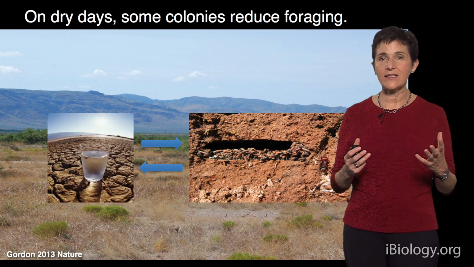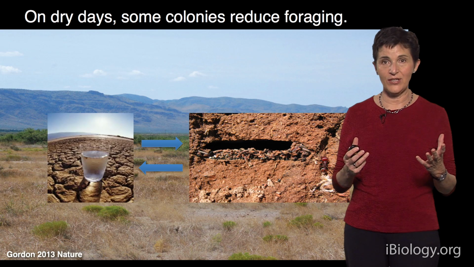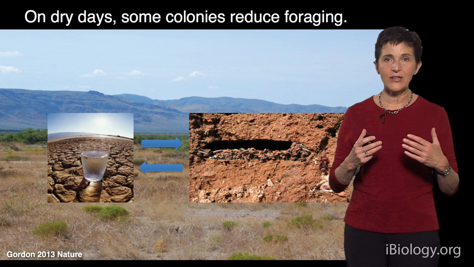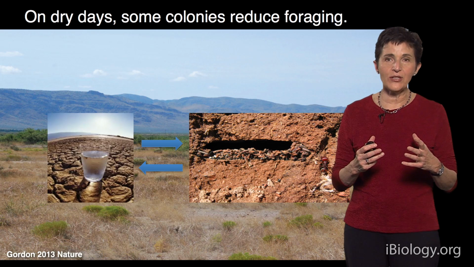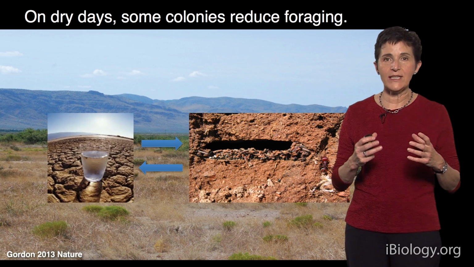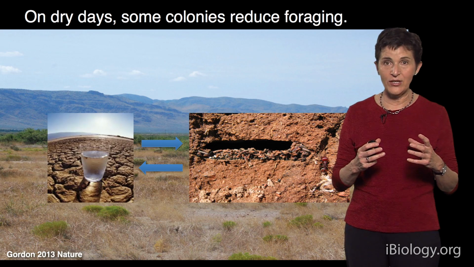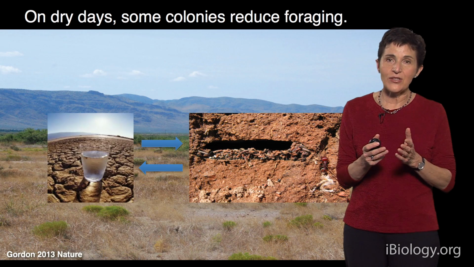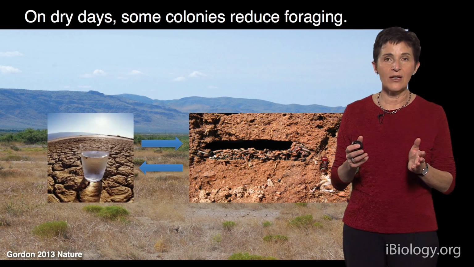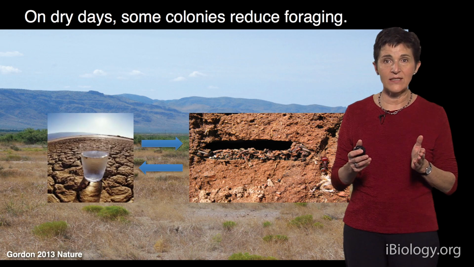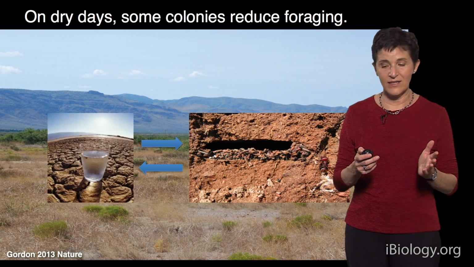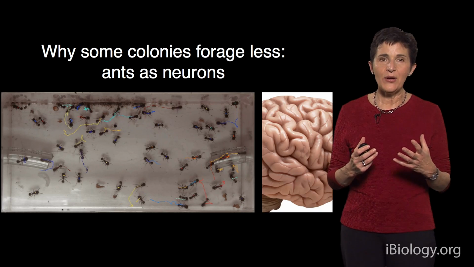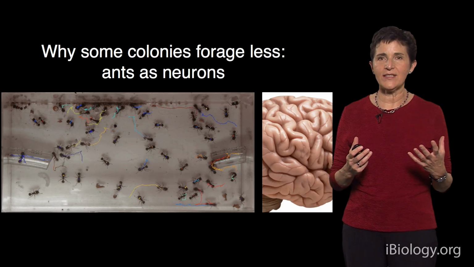Colonies of harvester ants live for 25 to 30 years, and they show consistent behavior year after year. A particular colony that forages less on dry days one year also forages less on dry days another year. So this is consistent variation among colonies that persists apparently as long as the colony lives. And we're trying to understand then, why do some colonies forage less than others?